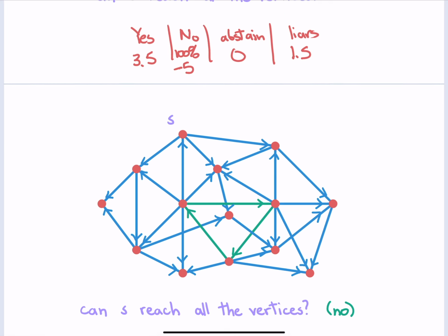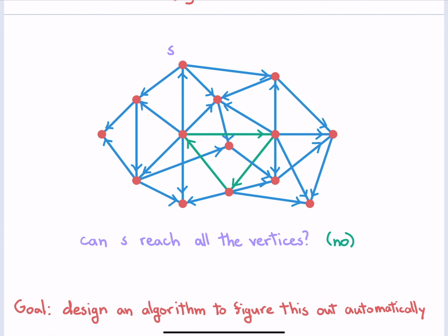I'm not sure this is what you had in mind, but I planted a triangle in the middle, and there's no edges going into that triangle. So you can't get into the middle triangle. Hopefully, this is a pretty small example, right? There's like 12 nodes or something, and you should have had to stare at it for a little while. So it's not like these problems are that easy, even for n equals 12. And our goal now is to make an algorithm to figure this out automatically.